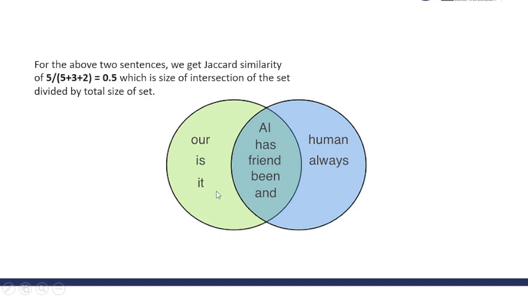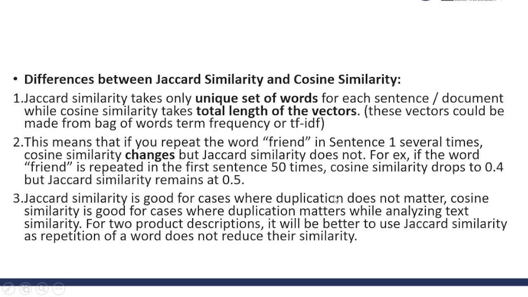So the total number of words that we have here is 10, and the common words is 5. So 5 by 10 is 0.5. 0.5 is the value that I get for the Jaccard coefficient. But 0.684 is the value that we got for cosine similarity. So there are certain differences between Jaccard similarity and cosine similarity.